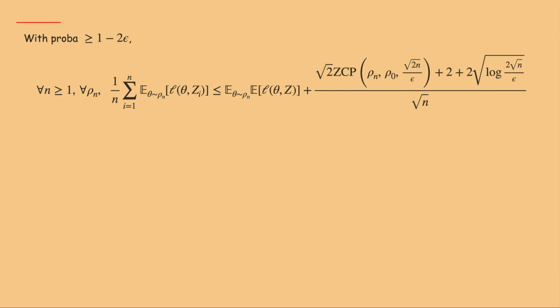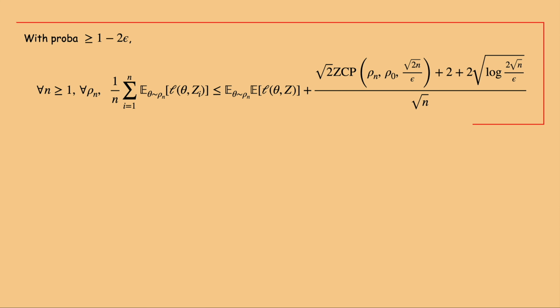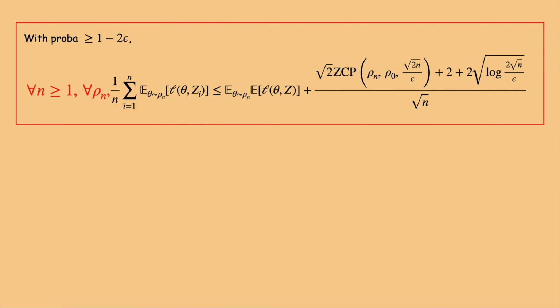A better than KL PAC-Bayes bound. The main result of the paper is the following PAC-Bayes bound on the error of the posterior rho n, which holds with probability at least 1 minus 2 epsilon. Now let's comment on a few things. First, the bound holds simultaneously for all n and all posteriors rho n, which depend on the n observations. Now that's really nice to have, although the novelty isn't specifically here.